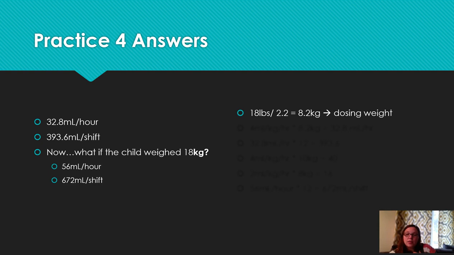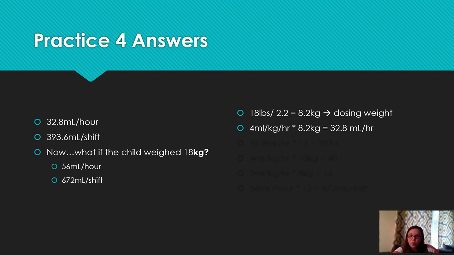So when our kid weighs 18 pounds, we're looking at 18 divided by 2.2, and we're getting 8.2 kgs as the dosing weight. Okay? So same setup, and I do it the same way every time just for consistency and to keep it straight for myself. I write it out: 4 mLs per kg per hour times 8.2 kilograms. That gives you 32.8. Now, here's where people get tripped up.